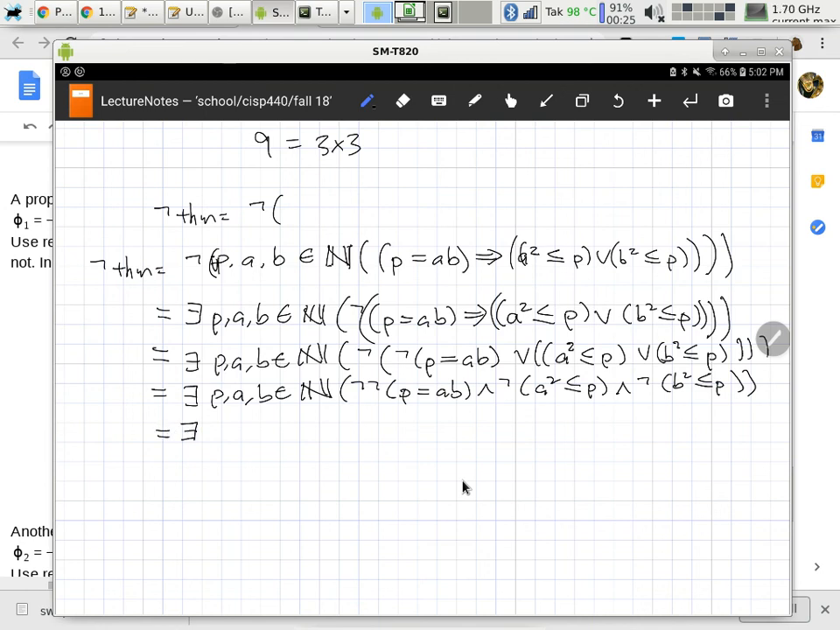So now we continue with this. There exists P, A, B in the natural number set N. Negation of a negation cancels out, so we only get P equals AB left. And A squared is greater than P, right? The negation of A squared is less than or equal to P is the same thing as A squared is greater than P. And same thing with B, B squared is greater than P.